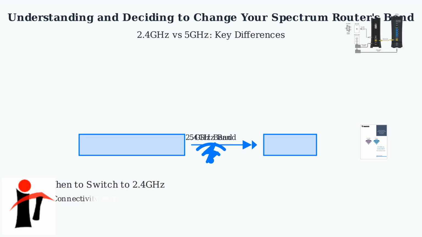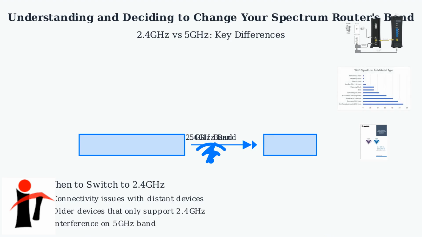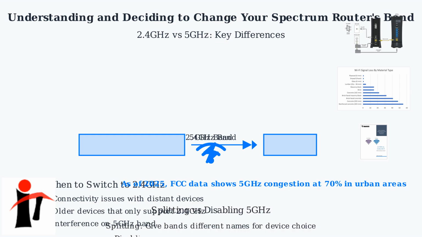You might want to switch devices to the 2.4 GHz band or disable the 5 GHz band on your Spectrum router if you're experiencing connectivity issues with devices that are far from the router, if you have older devices that only support 2.4 GHz, or if you're encountering interference on the 5 GHz band. As of 2025, FCC data shows 5 GHz congestion at 70% in urban areas, making 2.4 GHz a more stable choice. Consider whether splitting the bands, giving them different names, or completely disabling 5 GHz is right for your needs.